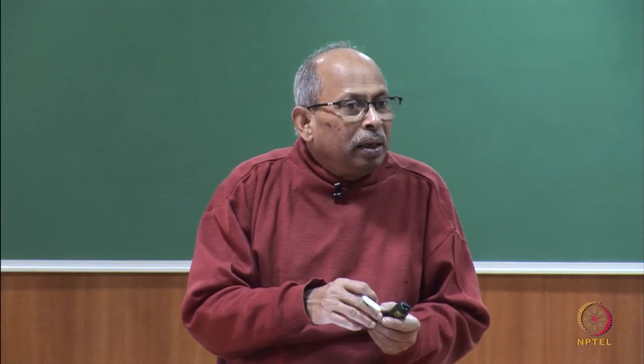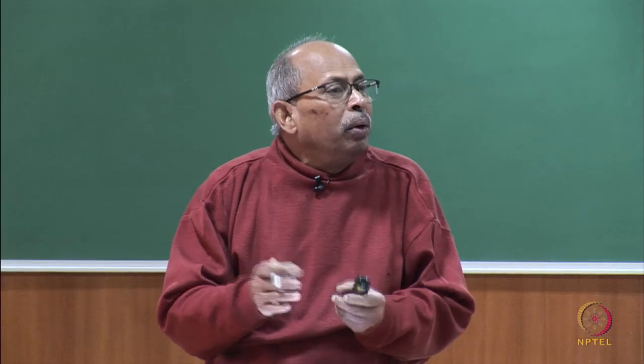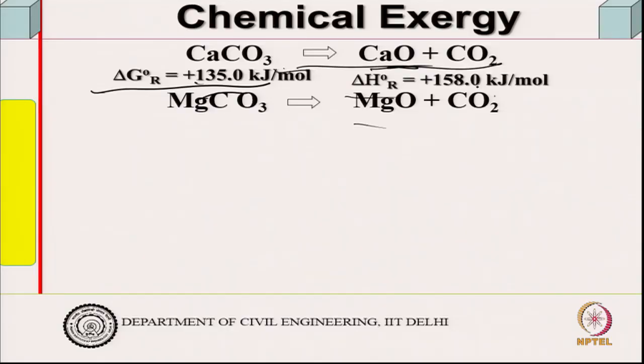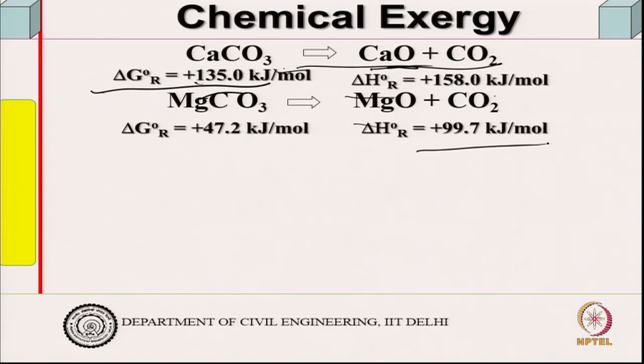Supposing I am trying to do that, I will not get this energy back. I will get only part of it, because part of it will be lost in entropy changes, disorder changes, which is Q by T. Okay, I do not think I will go into that. Similarly, for magnesium carbonate, this is the amount of kilojoules per mole required.